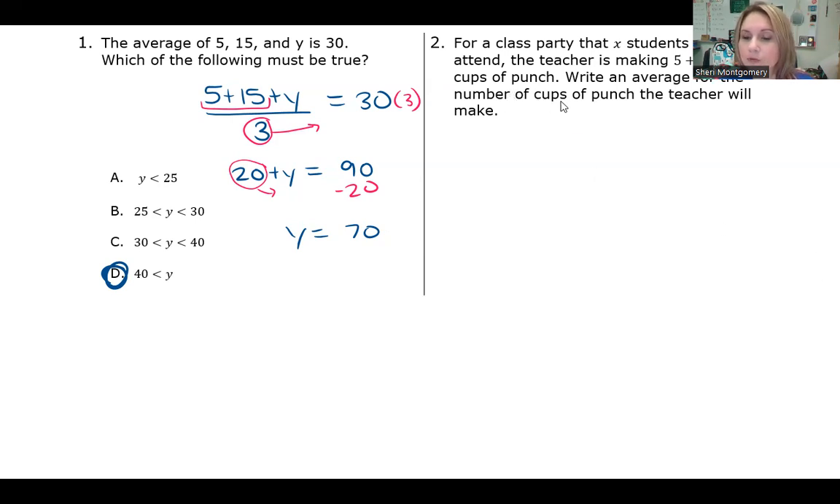And the next problem, for a class party that x students will attend, the teacher is making 5 plus 3.5x cups of punch. Write an average for the number of cups of punch the teacher will make. All right, how many students are going to be there? x amount of students. So we know we're going to add things up and we're going to divide by x. It says that she's going to make 5 plus 3.5x cups of punch for the amount of students that show up.